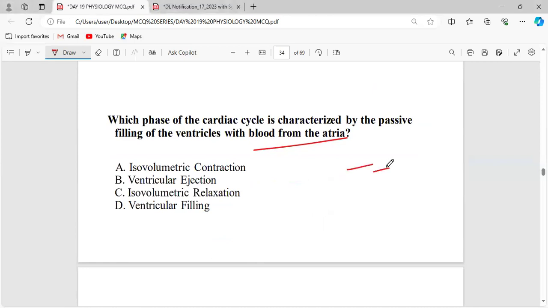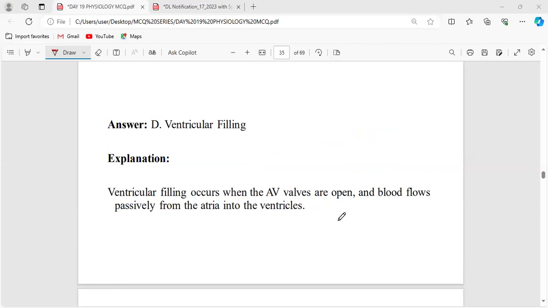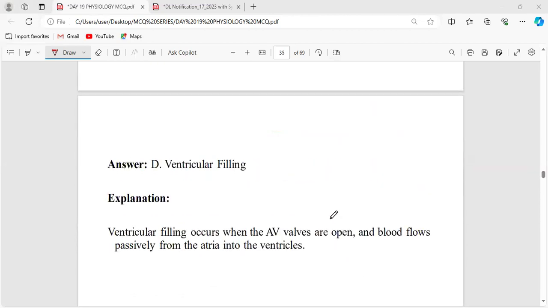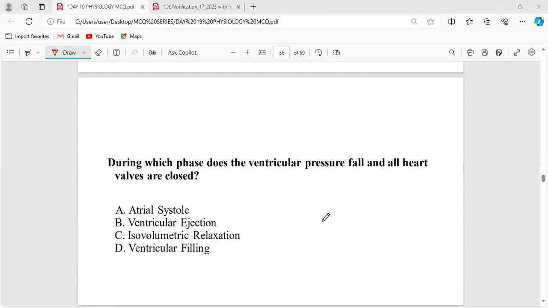Which phase of the cardiac cycle is characterized by passive filling of ventricles with blood from the atrium? That will be the ventricular filling. And during this time, what is the function of the valves? Kindly make a note of that.